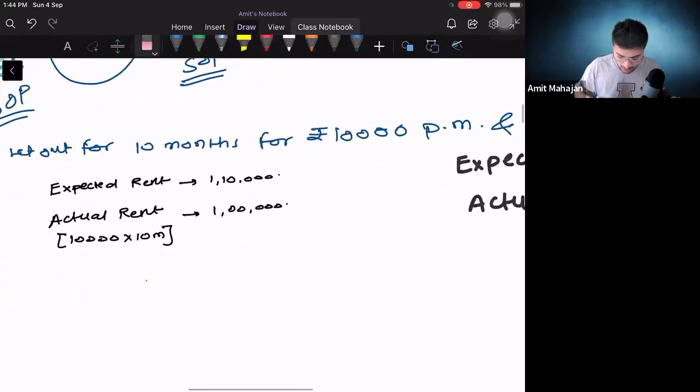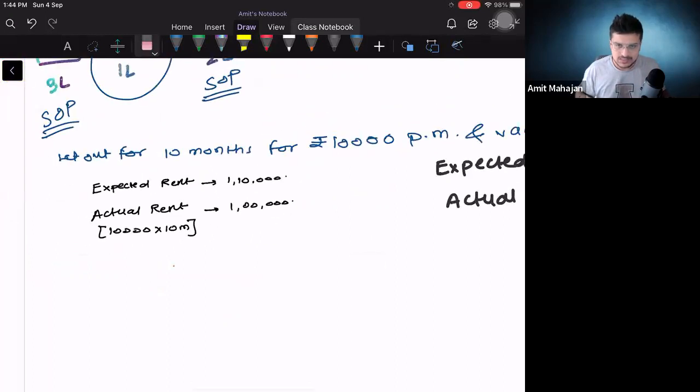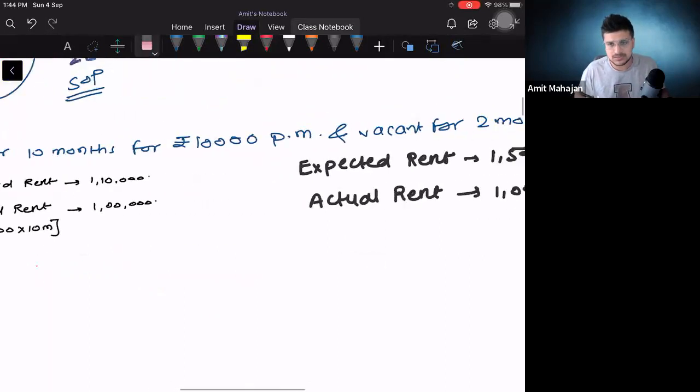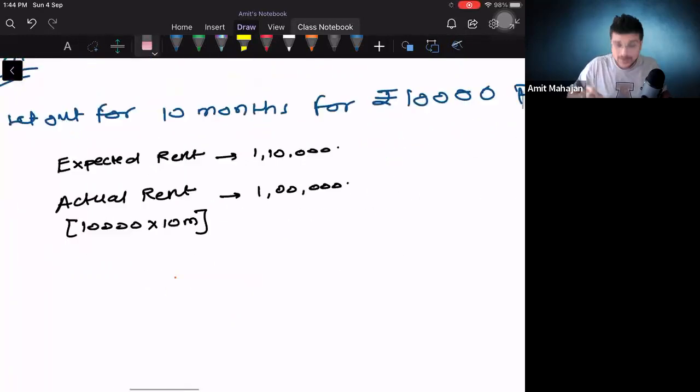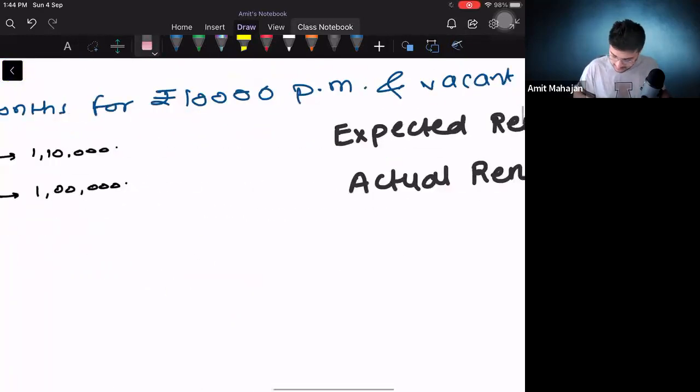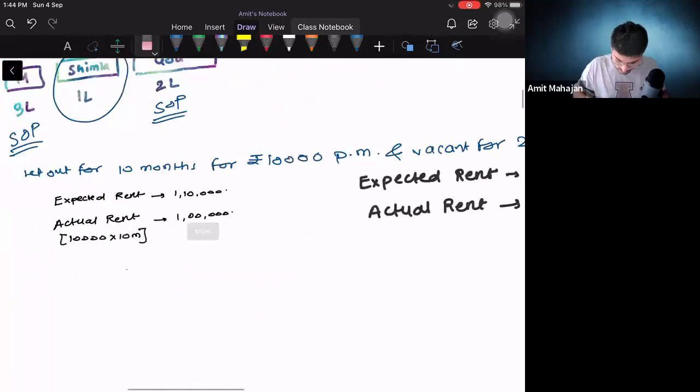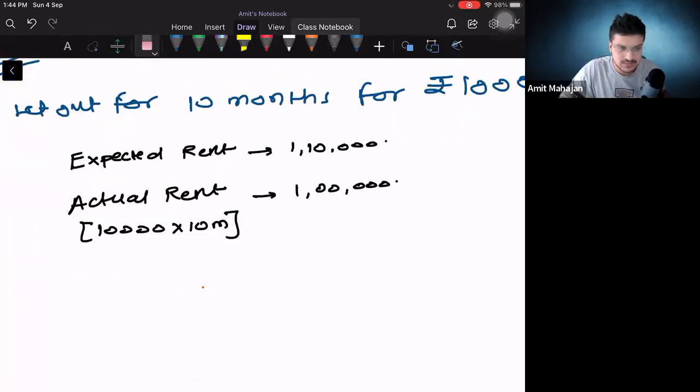You see, now you have let out the property for 10 months at 10,000 per month, and it is vacant for 2 months. Perfect. Now expected rent is 1,10,000 rupees, and actual rent. Now can I say actual rent is going to be for 10 months, because you have let out that property for 10 months? That actual rent is going to be 10,000 into 10, which gives you 1 lakh rupees.